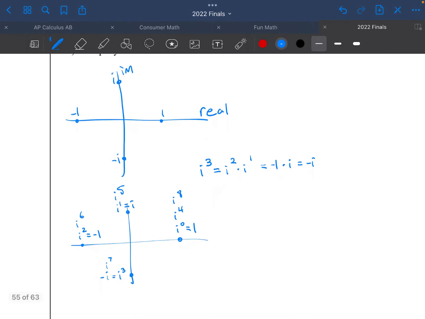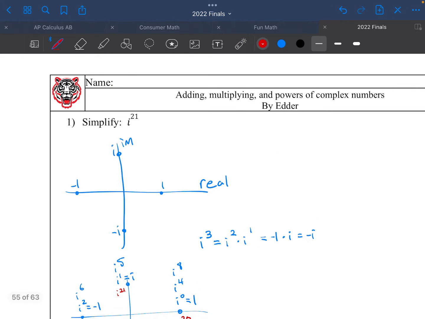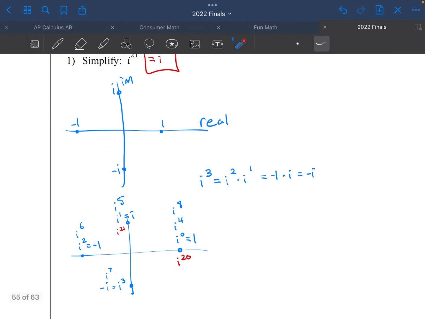That means, if I do this in a different color, that means i to the power of 20 lives right here. And then I can just add on a power. If I add on a power, i to the power of 21 lives over here. You can say i to the power of 21 lives here, and that is the answer i. So the correct answer here is i, and I'll box that. And it's just using that rule over here.